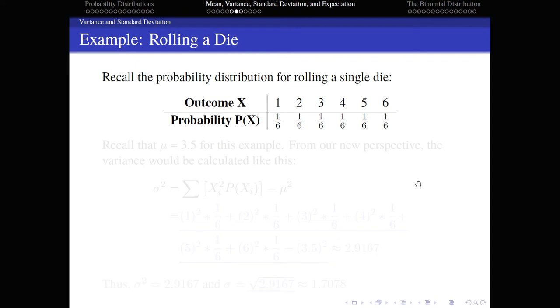So on this, why don't you on your own go on and try out this equation. Try calculating the variance for rolling a die. Do the variance and standard deviation.